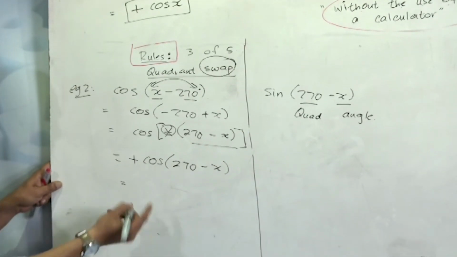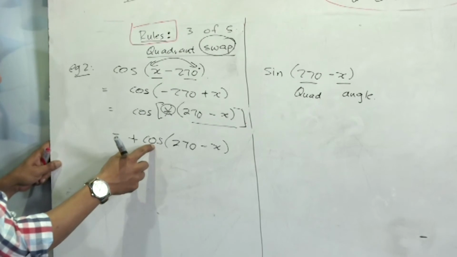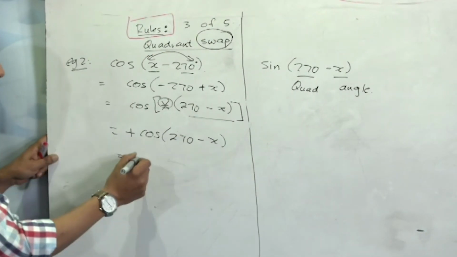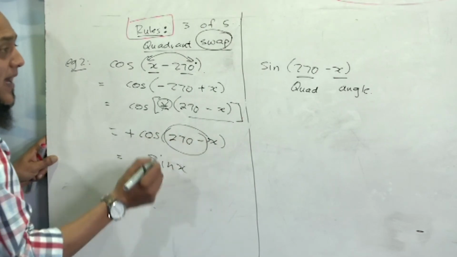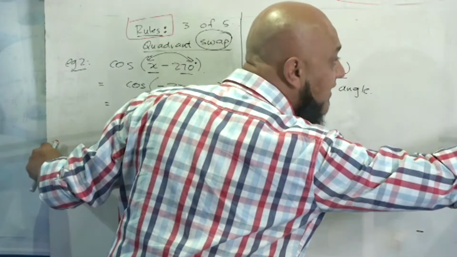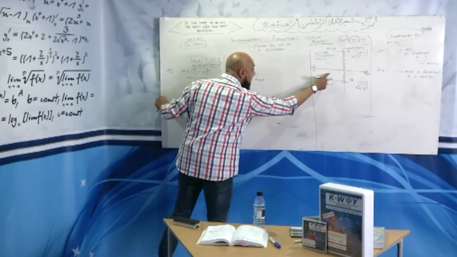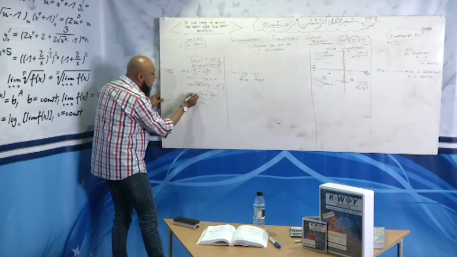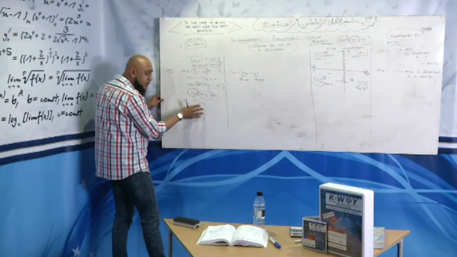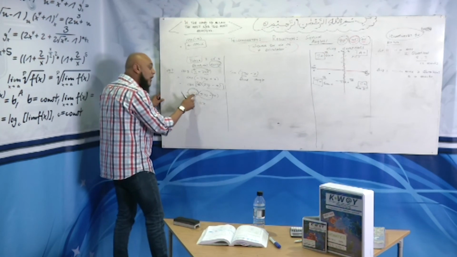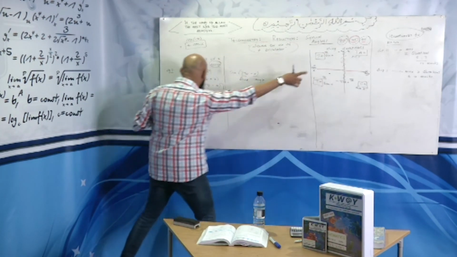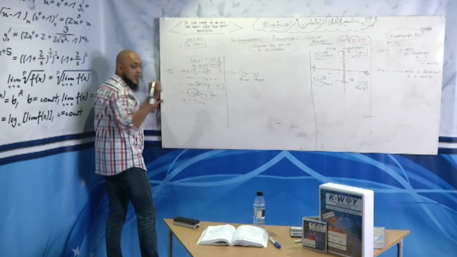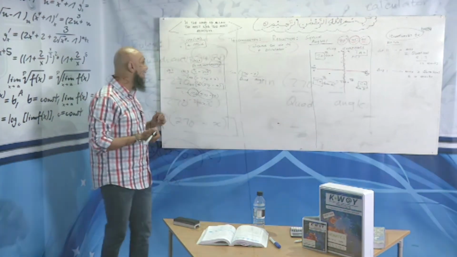Now we reduce it. Cosine 270, the name will change to sine x. 270 minus is in my third quadrant. What do I know about cos? Don't look at the changed one. Look at the original. What do I know about cos in my third quadrant? Only tan is positive. That means cos must be negative. And your answer there would be minus sine x.